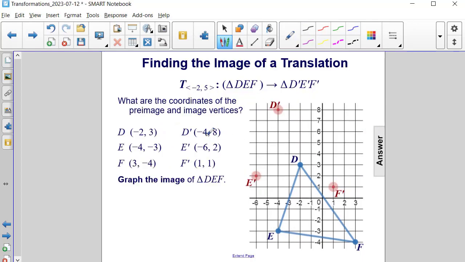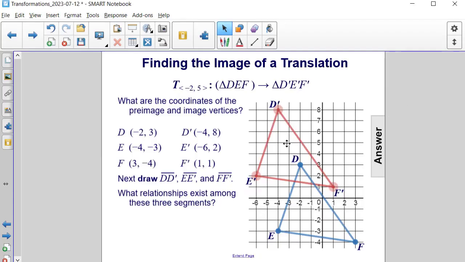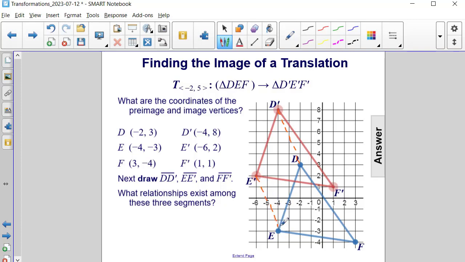Now that we have the coordinates for points D prime, E prime, and F prime, we can connect them in our graph to form our image triangle. So we now have triangle D prime, E prime, F prime. Next, draw segments D to D prime, E to E prime, and F to F prime. So if we draw these segments in, I'll do them as dashed segments. Same with E to E prime, and from F to F prime.